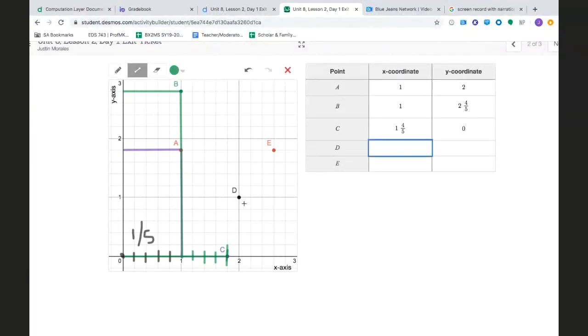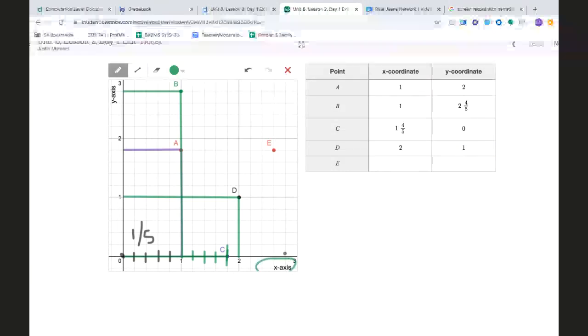Now what about D? Let's draw a line all the way down to the x-axis. Oh, we see that the x coordinate is 2. Let's draw it to the y-axis. We see that the coordinate is 1. And this is why we tell you to label your axes. Because right here, you see it says the x-axis. So that's why we know this is our x coordinate. And right here, we have the y-axis. That's how we know that's our y coordinate.